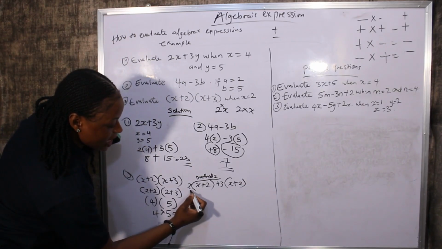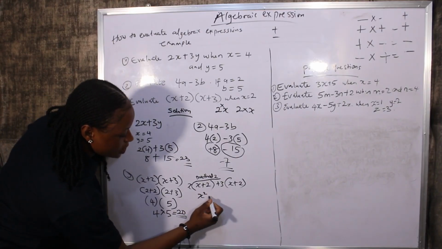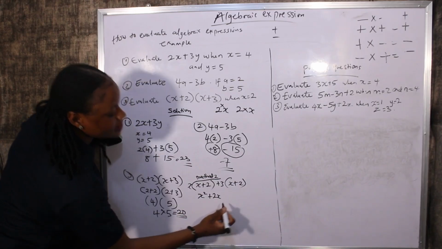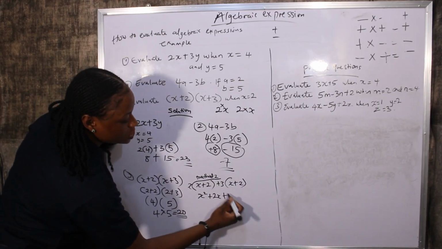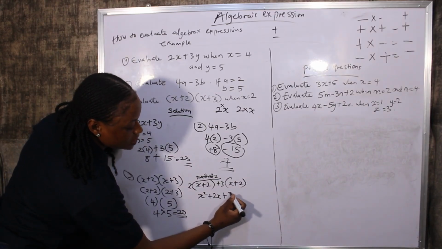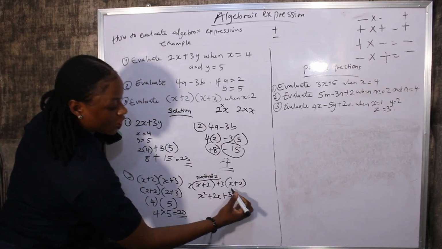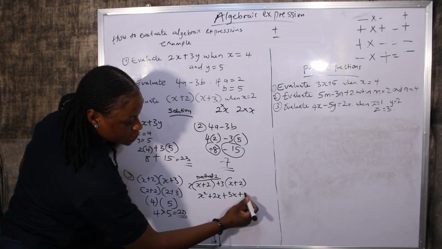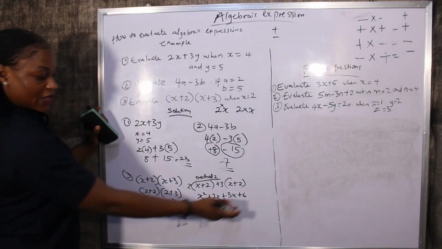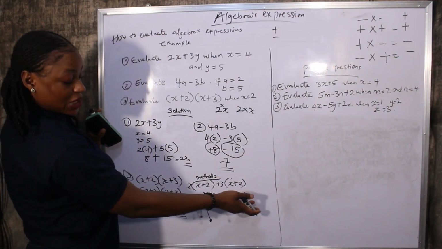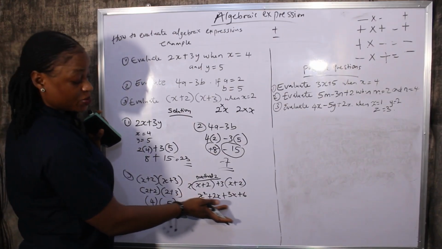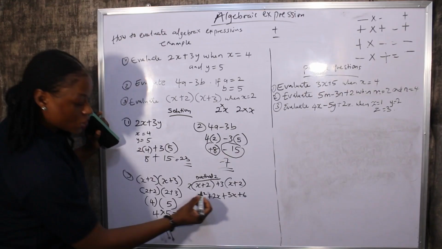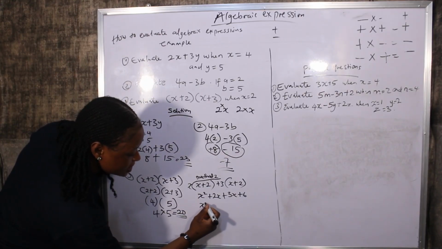Let's open the bracket. X times x will give you what? X squared. Plus x times 2 will give you what? 2x. Plus 3 times x will give us what? 3x. Plus 3 times plus 2 will give us what? Plus 6. Now you collect what? Like terms. If you look at these expressions very well, the like terms, they're already in the right place. So we will solve. Now we have x square.